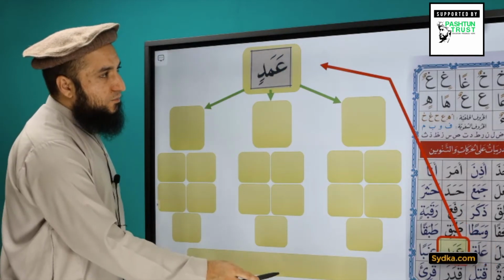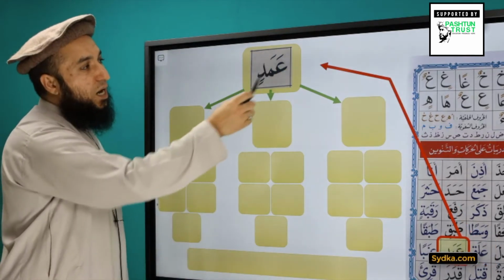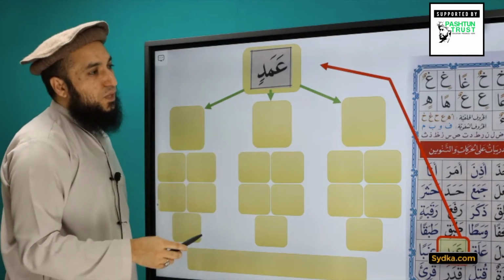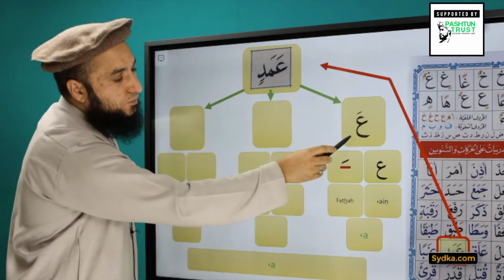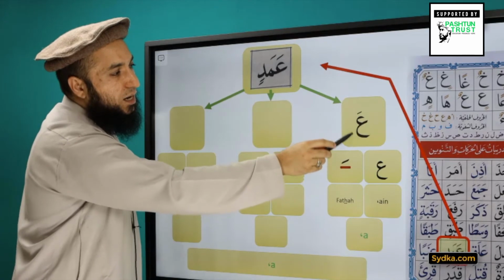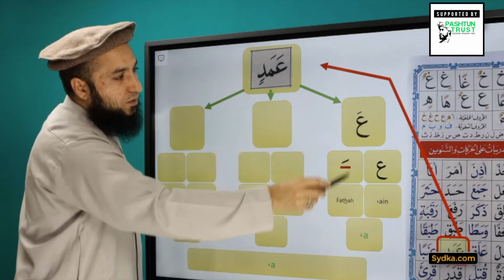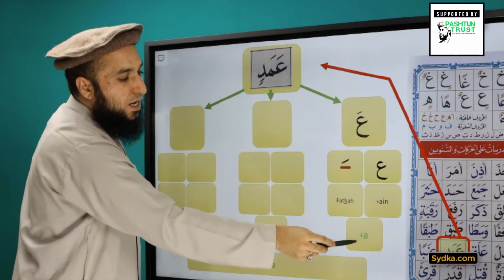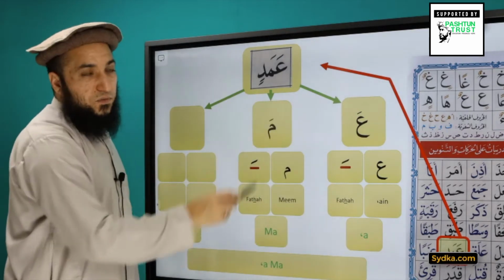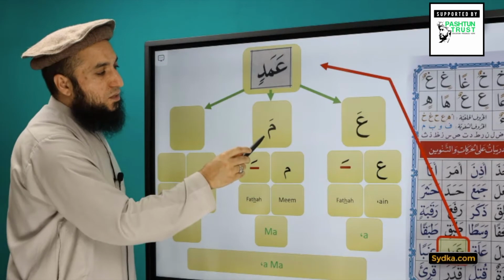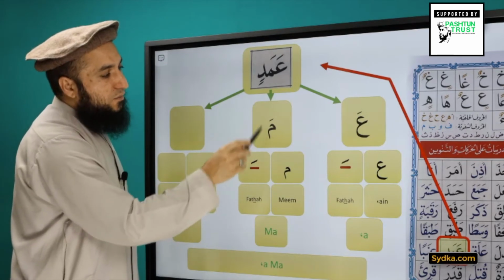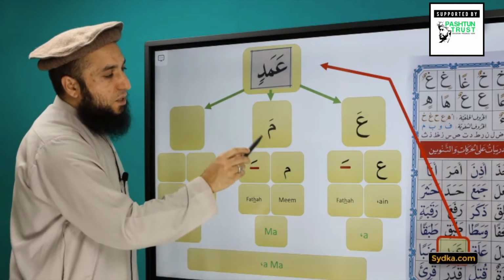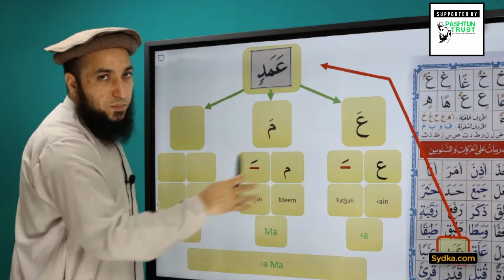Alaqin. So the next word we have is amadin, and it has 3 syllables. The first syllable we have is ayn fatha'a. Ayn is not silent, and we have fatha on it. Ayn fatha'a. The next syllable we have is mim fathama. Mim is not silent, and we have fatha. Mim fathama. So now we combine these 2 syllables.